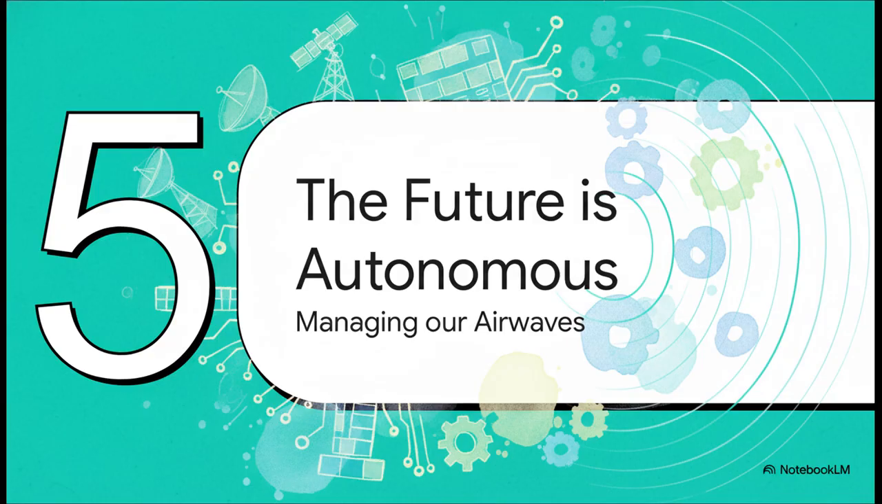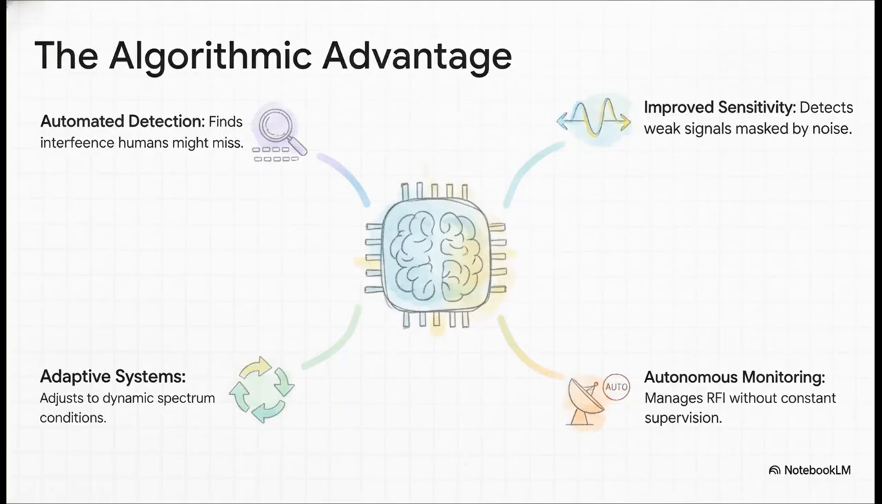Now, these algorithms aren't just some neat trick for a lab. They represent a fundamental shift in how we manage our radio spectrum. And that brings us to our final section. The future is autonomous, and what all of this really means for our incredibly crowded airwaves. This really sums up the whole advantage here. First, automated detection. These algorithms can spot interference that a human operator would completely miss, period.